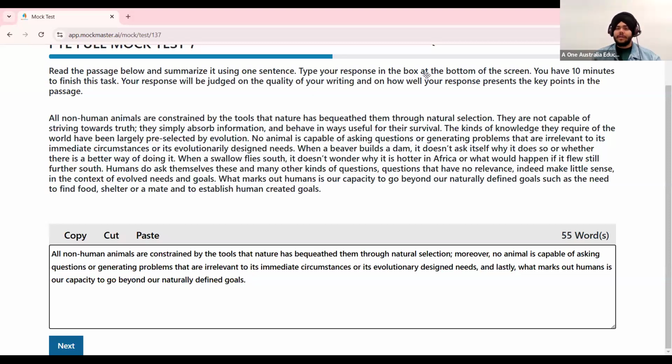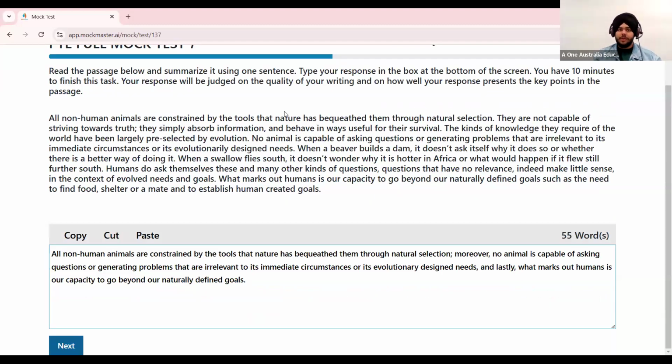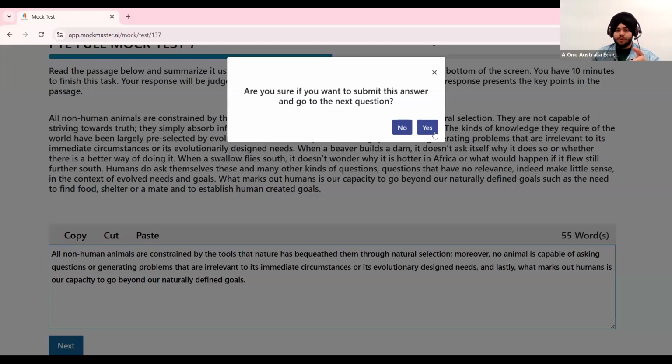And guys, see the time that you get here, the 10 minutes that you get here, okay, are just for this task alone. So if you are done in less than 10 minutes, please don't jump to the next task. You can just sit back, relax, take a break, 2-3 minutes. And then before your timer is up, you can just click on next and jump to the next question.